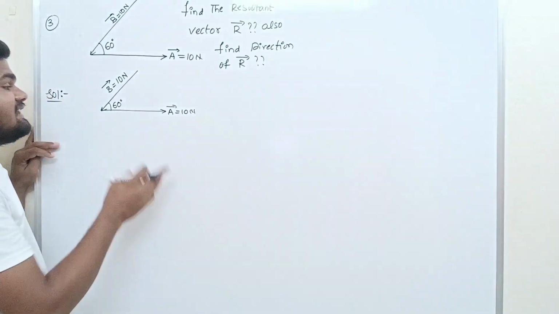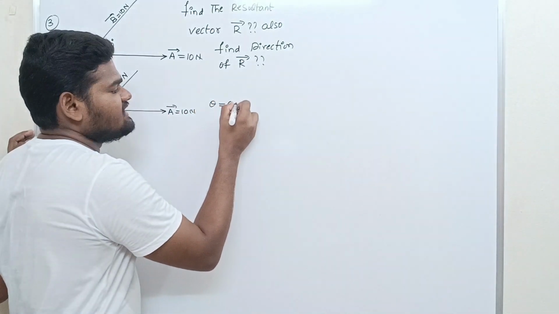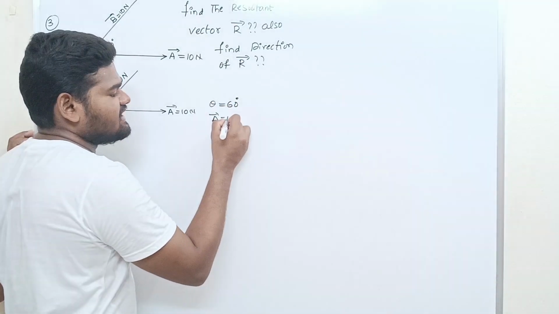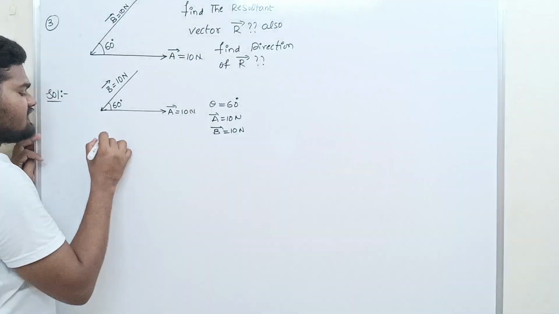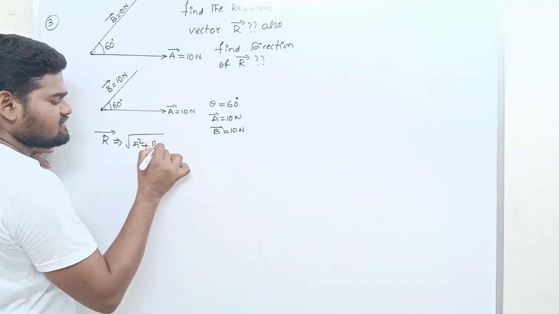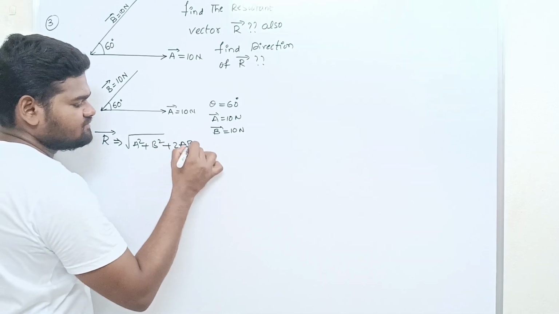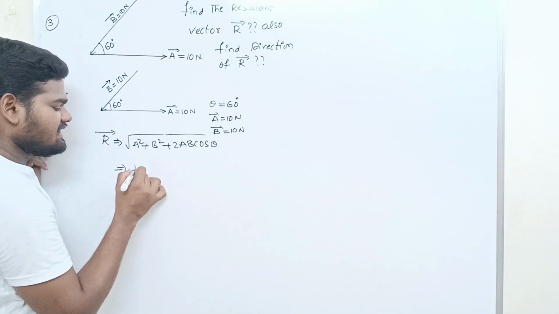Easy question, sir. They are given the angle between A bar and B bar vector theta is equal to 60 degrees, and they are given A bar is equal to 10 newtons and B bar is equal to 10 newtons. Just we will take the equation R bar is equal to under root of A square plus B square plus 2AB cos theta. Just substitute these values, sir. You will get the answer.